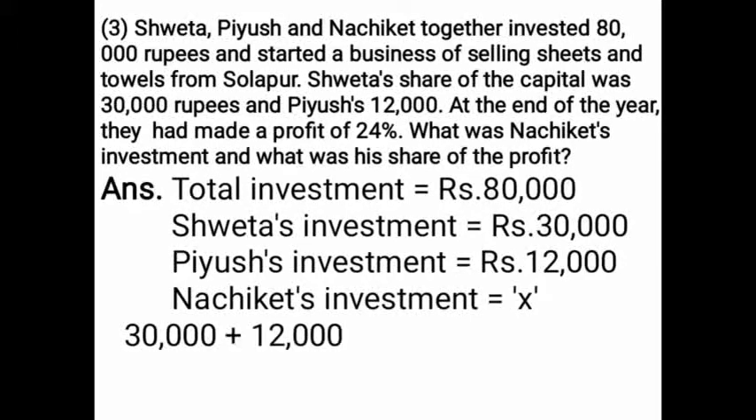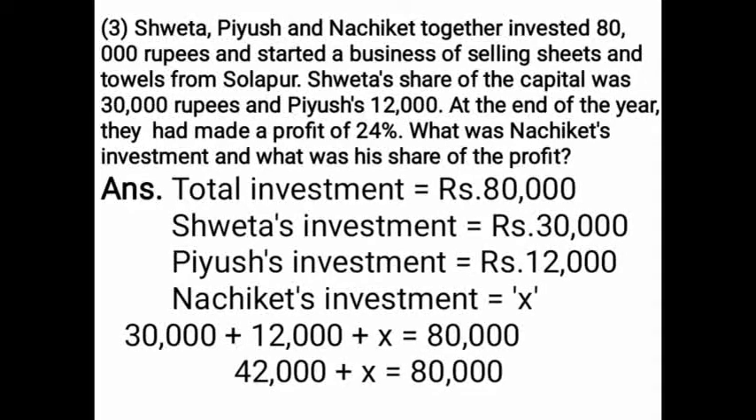30,000 plus 12,000 plus x is equal to 80,000. 30,000 plus 12,000 you have to add. I am getting 42,000 after adding 30,000 plus 12,000. 42,000 plus x is equal to 80,000. After adding these two numbers I got 42,000 and after that this you have to write as it is.